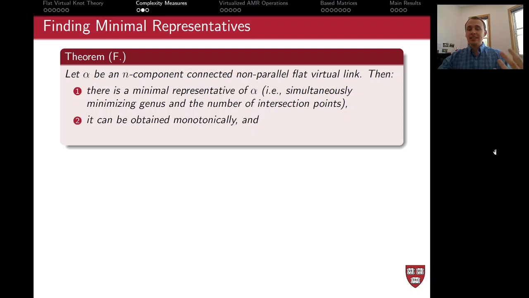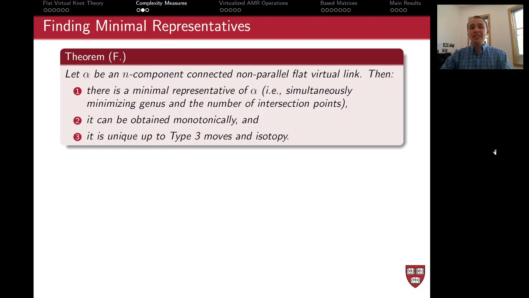So this is very different. We don't have to worry that we're somehow going to get stuck at a local minimum in terms of either genus or the minimal number of intersection points. We can get to this minimal representative in a greedy fashion. We can just reduce anytime we see an opportunity, and we're going to get there. But that's not enough. So we've monotonically achieved this minimal representative.